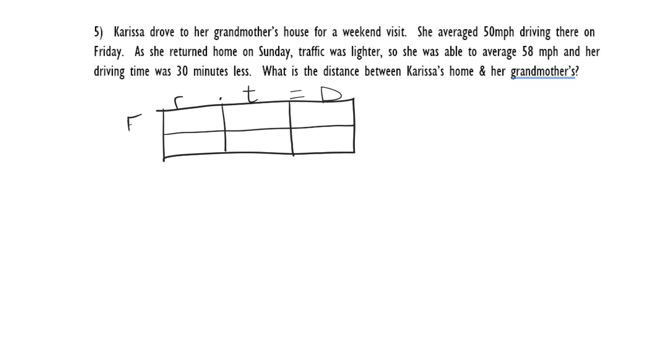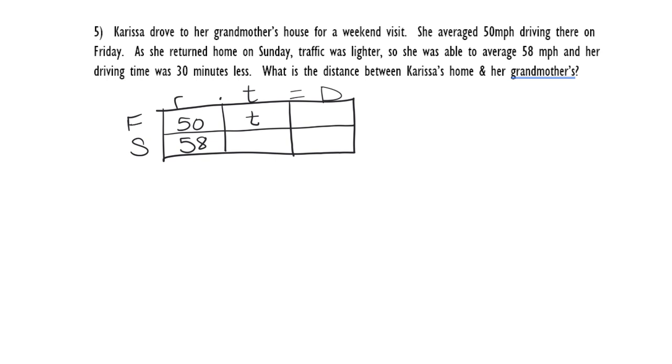Okay, so I've got Friday. She drove 50 miles per hour. That's a rate. And she returned home on Sunday. So this is my Sunday trip. She was able to go a little faster. She went 58 miles per hour. And her driving time was 30 minutes less. Less than what? Well, less than it was on Friday. So, but I don't know what the time was on Friday. So I'm going to just call the time on Friday T.